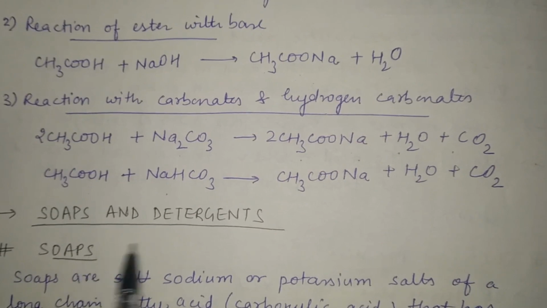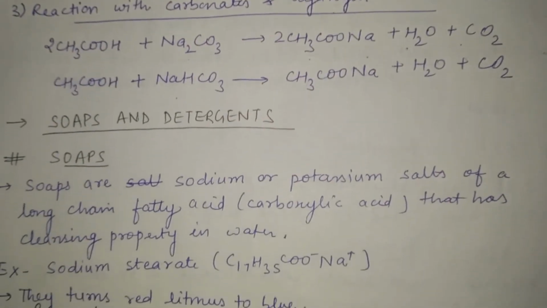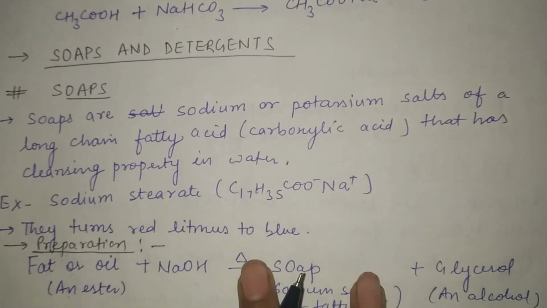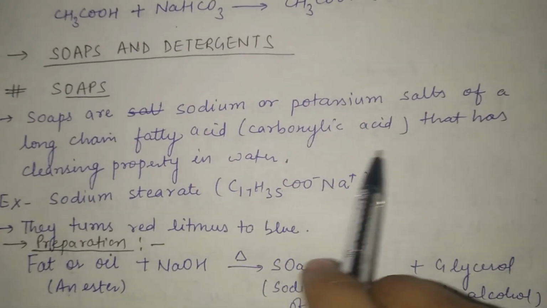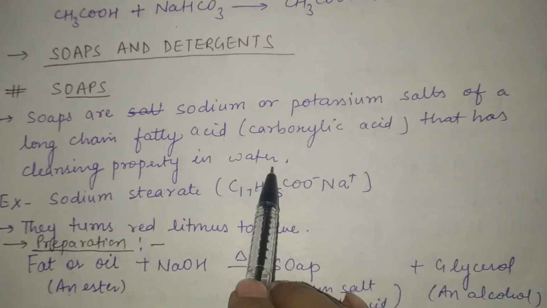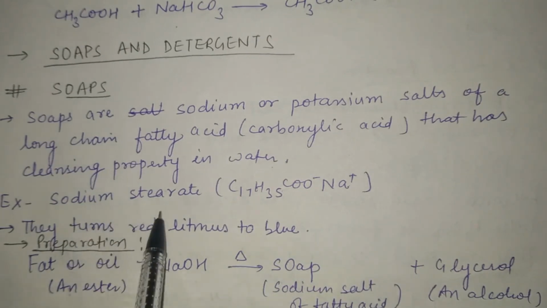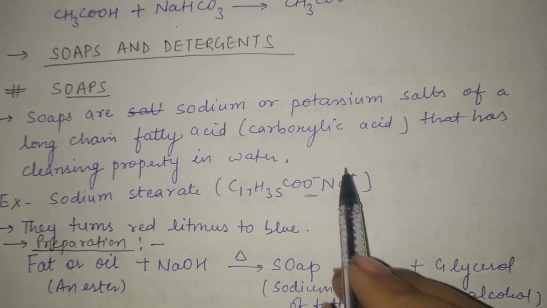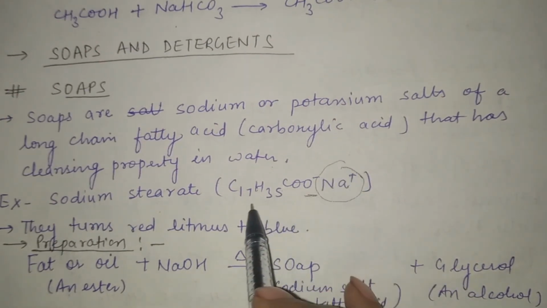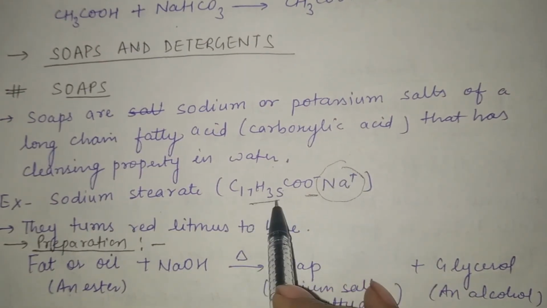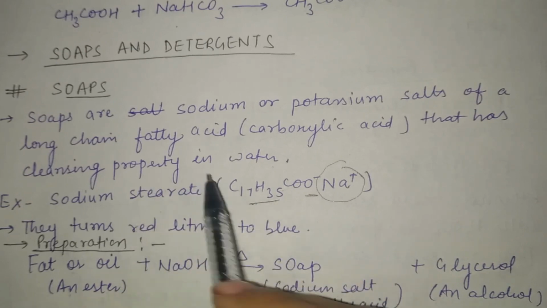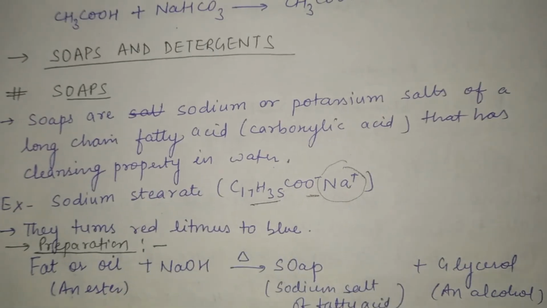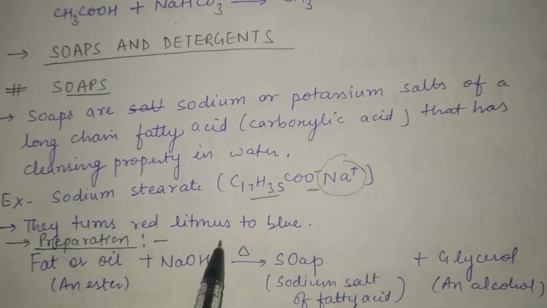Now what are soaps and detergents? Soaps are the sodium and potassium salts of long chain fatty acids, that is carboxylic acids, that have a cleansing property in water. An example is sodium stearate. It is the sodium salt of the long chain stearic acid. Soaps have a cleansing property in water, and soaps are basic in nature, that's why they turn red litmus to blue.